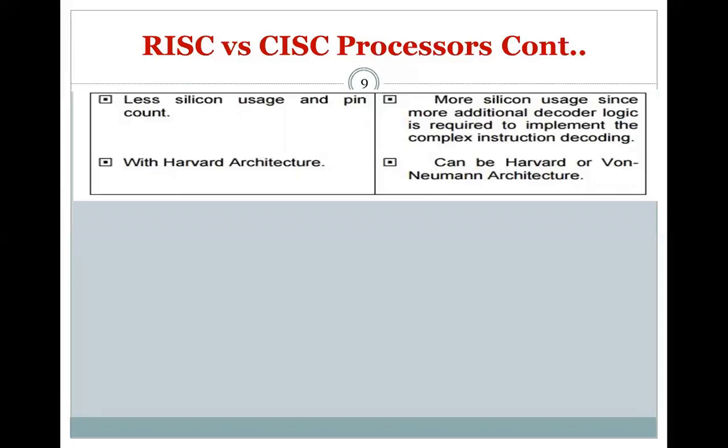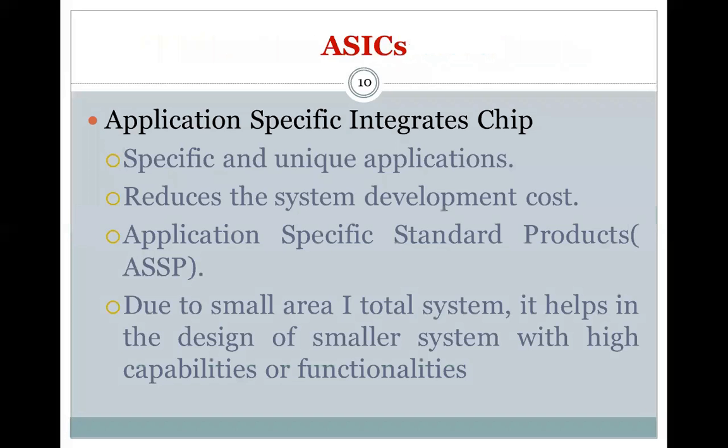Then two more differences are less silicon usage and pin count in RISC processor, whereas more silicon usage in CISC processor, because it requires a lot of decoding process, because each instruction is represented like a macro. That decoding of macro requires a lot of logic, so it uses more silicon area. And RISC will be used with a Harvard architecture, whereas CISC will be used with Harvard or Von Neumann architecture. And these are a few differences between RISC and CISC processors.